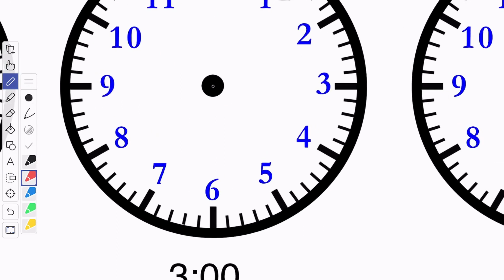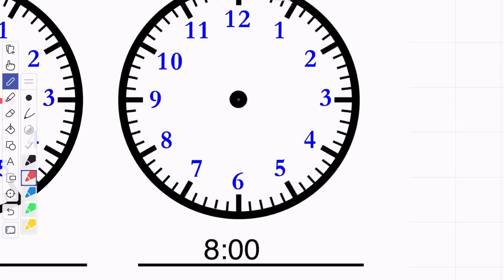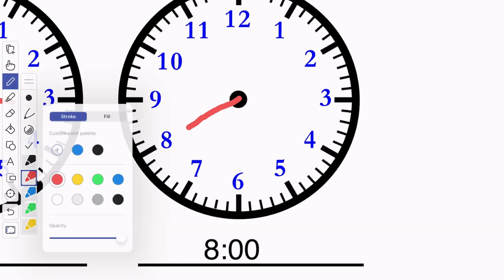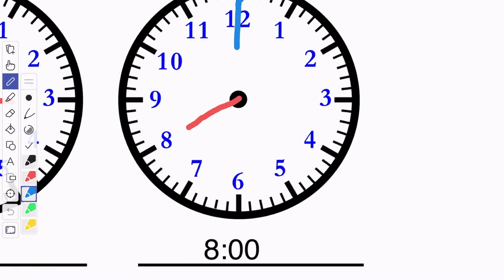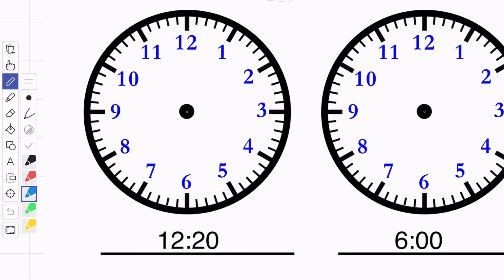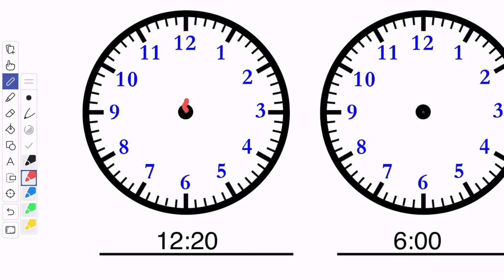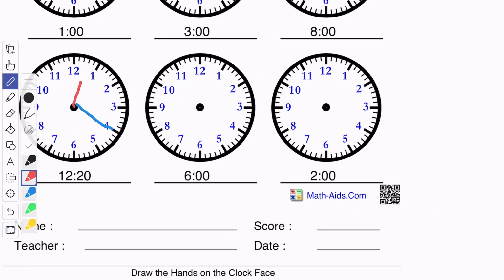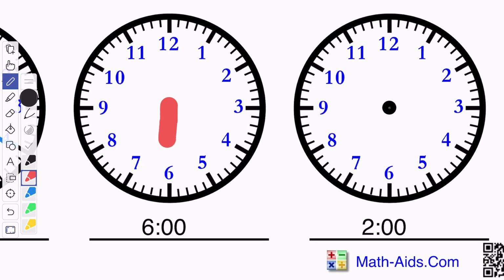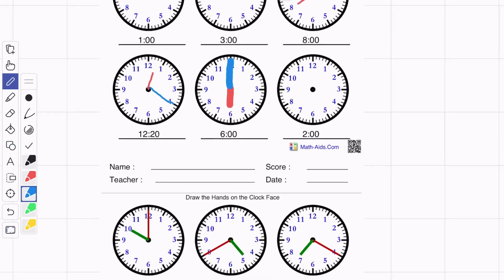3 o'clock, our hour is going to be at 3, and our minute is going to be at 12. For this one, our hour is going to be at 8, and our minute is going to be at 12. 12:20, our hour is going to be somewhere in the 12 area of this. And then 20 divided by 5 is 4, so it's going to be at the 4. 6, our hour is going to be at 6, and then our minute is going to be at 12. Oh, that looks crazy.